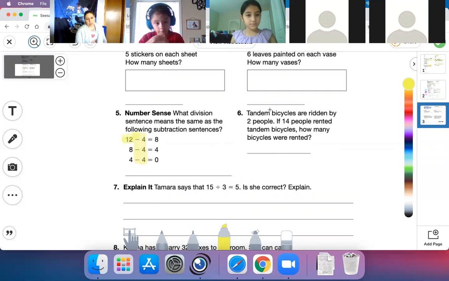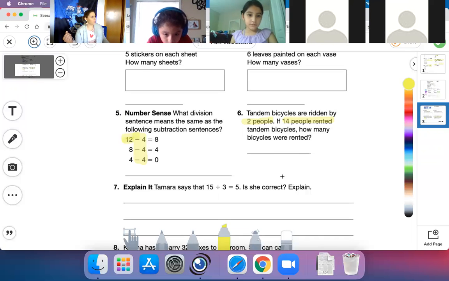All right. On number 6, tandem bicycles are ridden by 2 people. So there are some bikes that have like 2 seats on it, so 2 people can ride on it. If 14 people rented the bikes, how many bicycles were rented? So you're saying, okay, you 2 go get a bike. You 2 go get a bike. You 2 go get a bike. And all the way until 14 people.